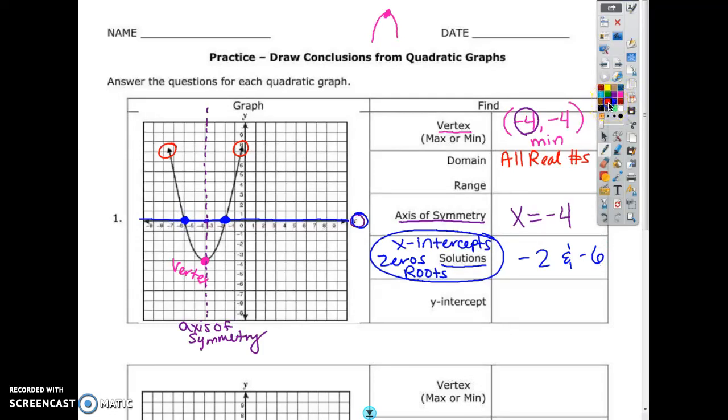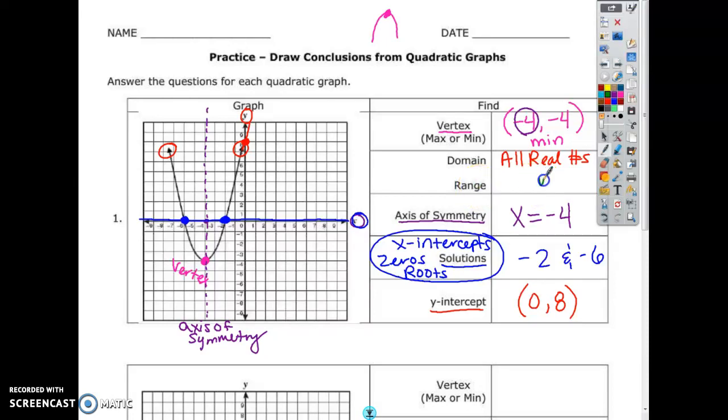The y-intercept is found on the y-axis. This one is not crossing yet. If you see that arrow, it means it's going to keep going. So if you keep drawing it, it'll cross right here at 8. So it's wherever it crosses the y-axis. So it's at 0, comma, positive 8. Okay? And then the hardest one, the one that people always have trouble with, is the range.